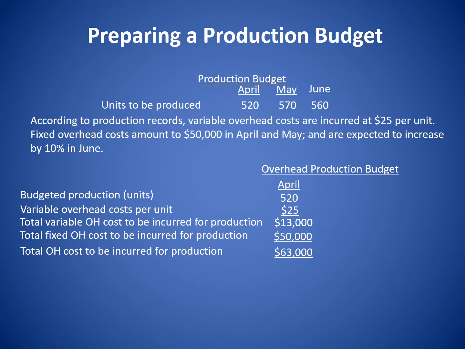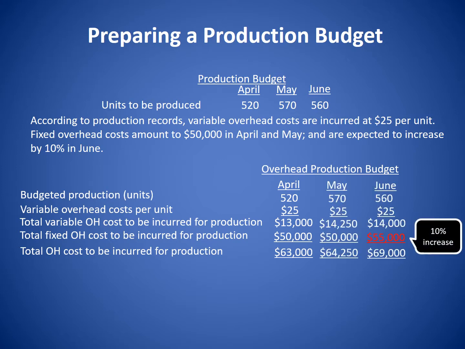Okay, our overhead production budget in April, we take our budgeted production of 520 units times our variable overhead cost of $25 a unit. That means the total variable overhead cost to be incurred for production is going to be $13,000. To that then we add our fixed overhead cost for the month, which is $50,000, and it doesn't matter what volume we're talking about because it is still fixed relative to volume. So the total overhead cost to be incurred for production in April is $63,000.